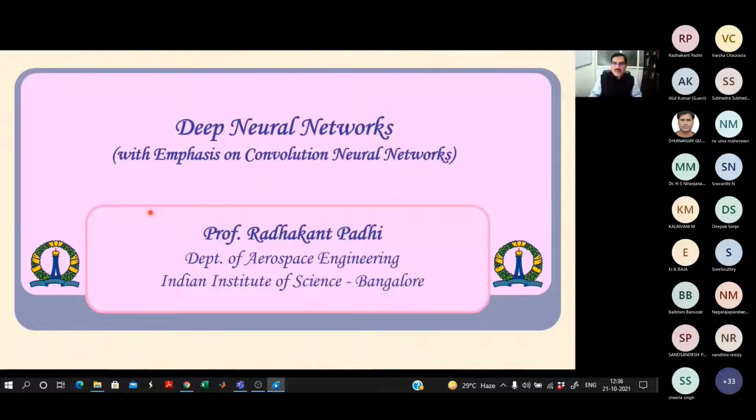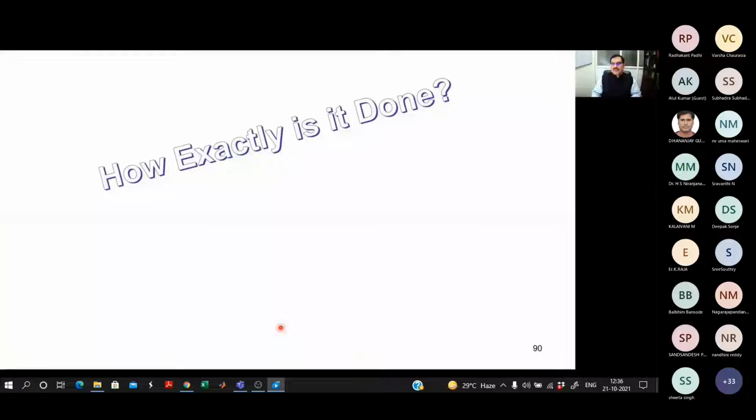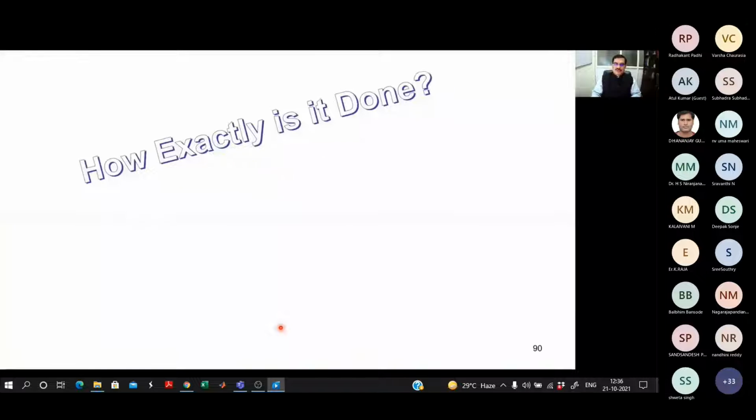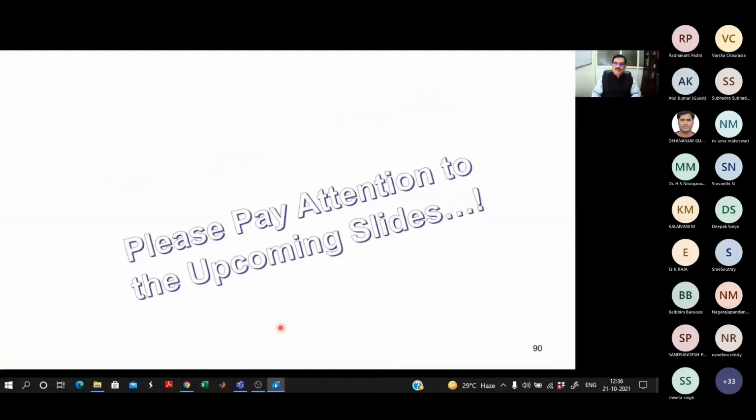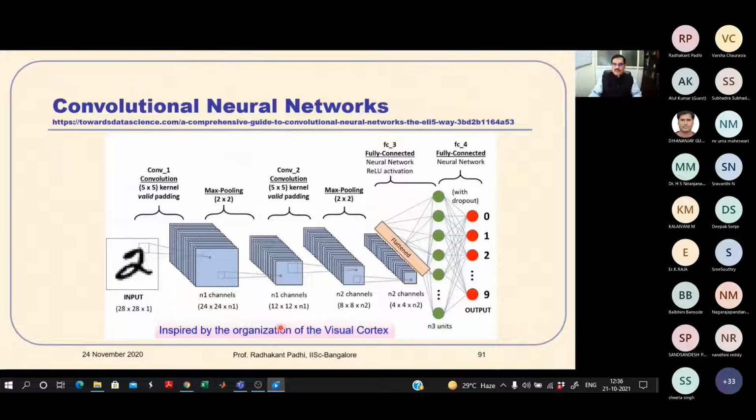Now, leaving that aside, we will get into the deep neural networks, which was the predominant motivation of this website. So the question is how exactly it is done. Okay, so I will request all of you to pay attention to the upcoming slides really carefully. This is a relatively recent development.